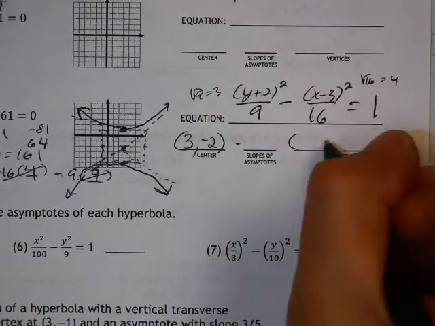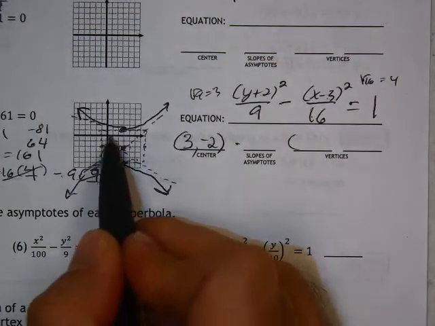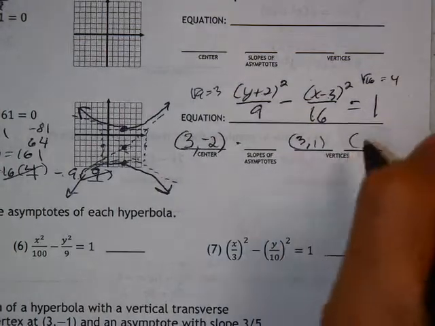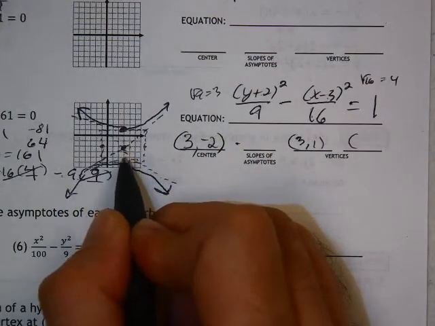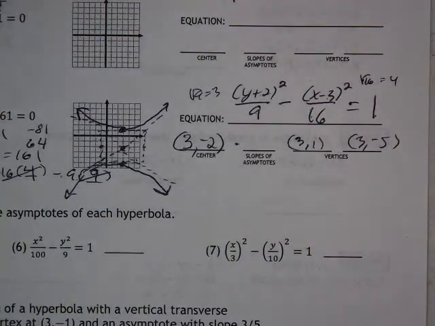My vertices are now these 2 points. 1, 2, 3, and 1, both positive. 1, 2, 3, and down 1, 2, 3, 4, 5. 3 and negative 5 is the other vertex.